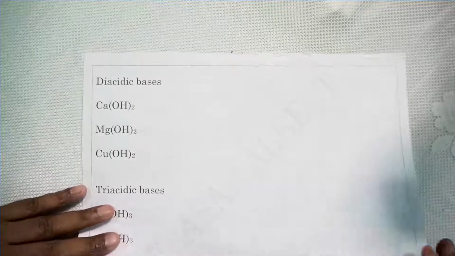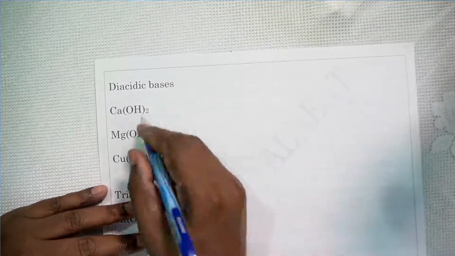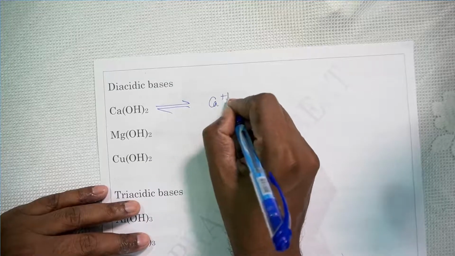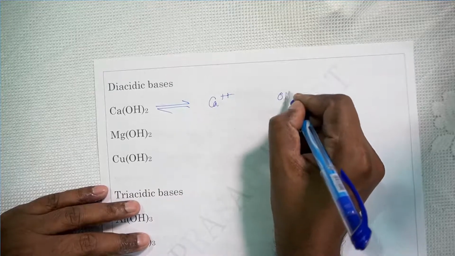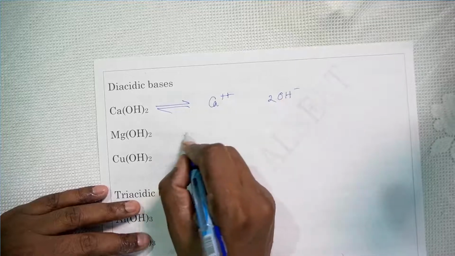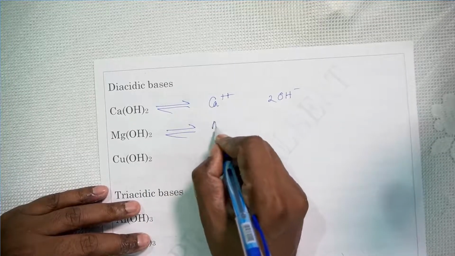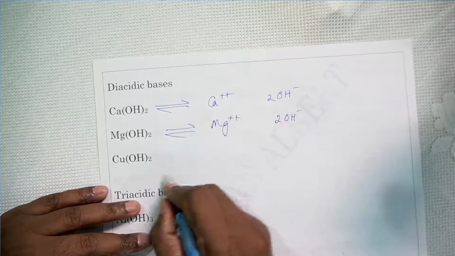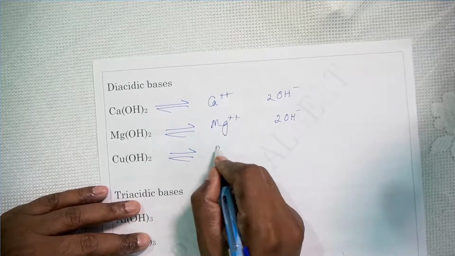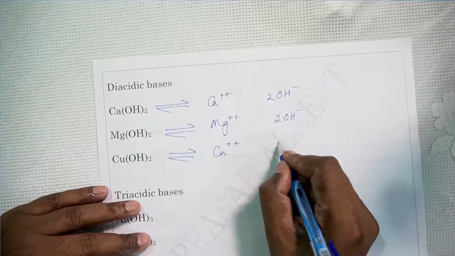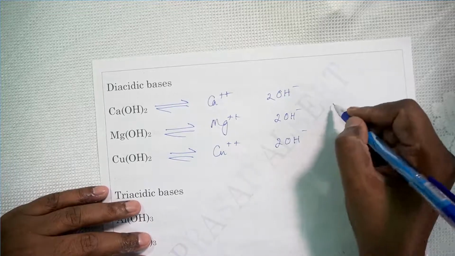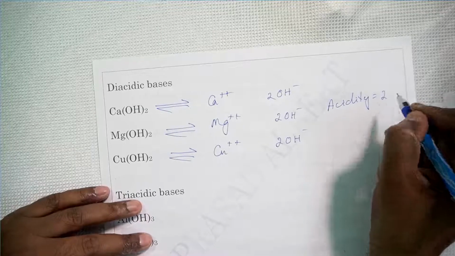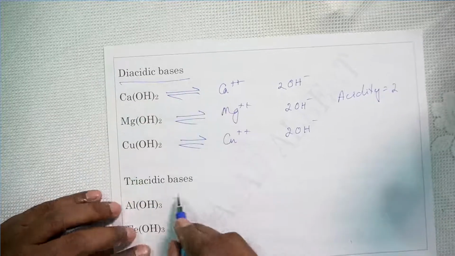Now we also have the diacidic bases. In the diacidic bases, calcium hydroxide dissociates to give Ca++ and 2 OH- ions. Mg(OH)2 gives Mg++ and 2 OH- ions. Cu(OH)2 gives Cu++ and 2 OH- ions. So the acidity here is 2. So we can call them diacidic bases.